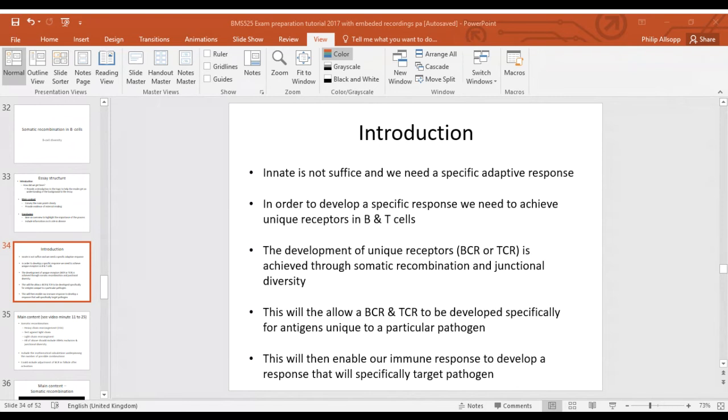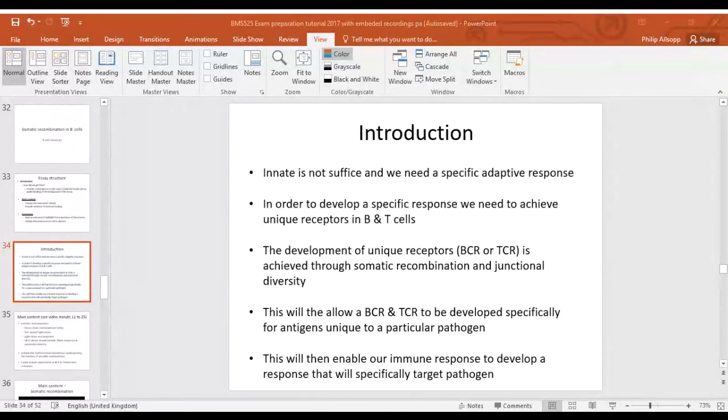And that's a good thing, because if every B cell does this somatic recombination process differently, it means that every B cell will have a different version of that B cell receptor gene, and as a result, they'll have a different B cell receptor. And if they have a different B cell receptor, then each B cell will be able to recognize different pathogens. Does that make sense? Okay.